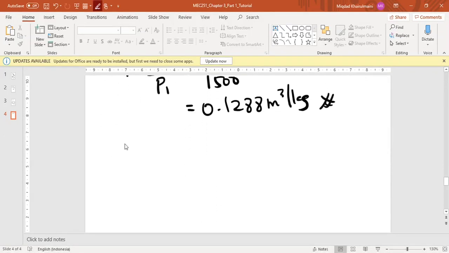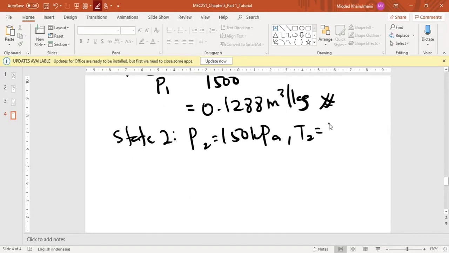For state 2, there are no properties to find, but we can still write it down. There's no harm done in writing things down. T2 is 473 Kelvin, V2 is 200 meters per second. We don't have to find anything, so we can just write it down.